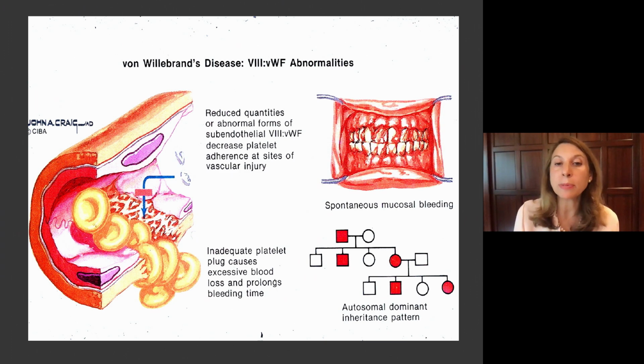These patients may experience a number of different types of bleeding under challenges, but also can have spontaneous mucosal bleeding, and they usually demonstrate an autosomal dominant inheritance pattern.